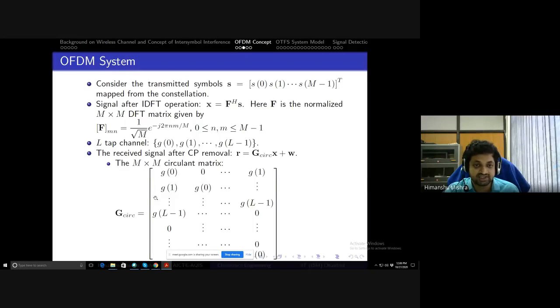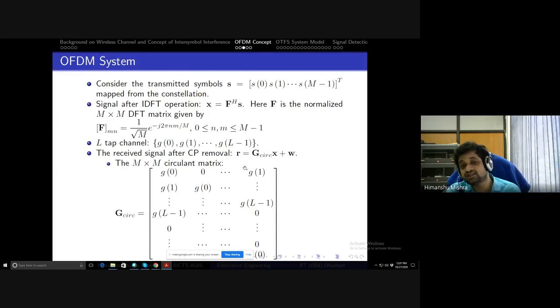So you can see that this is the first column. What will the second column be? The last entry will be 0, so 0 will come over here, then G0, G1 like this. Like this you will get a circulant matrix. So a circulant matrix will be formed. This is the circulant matrix of the channel.